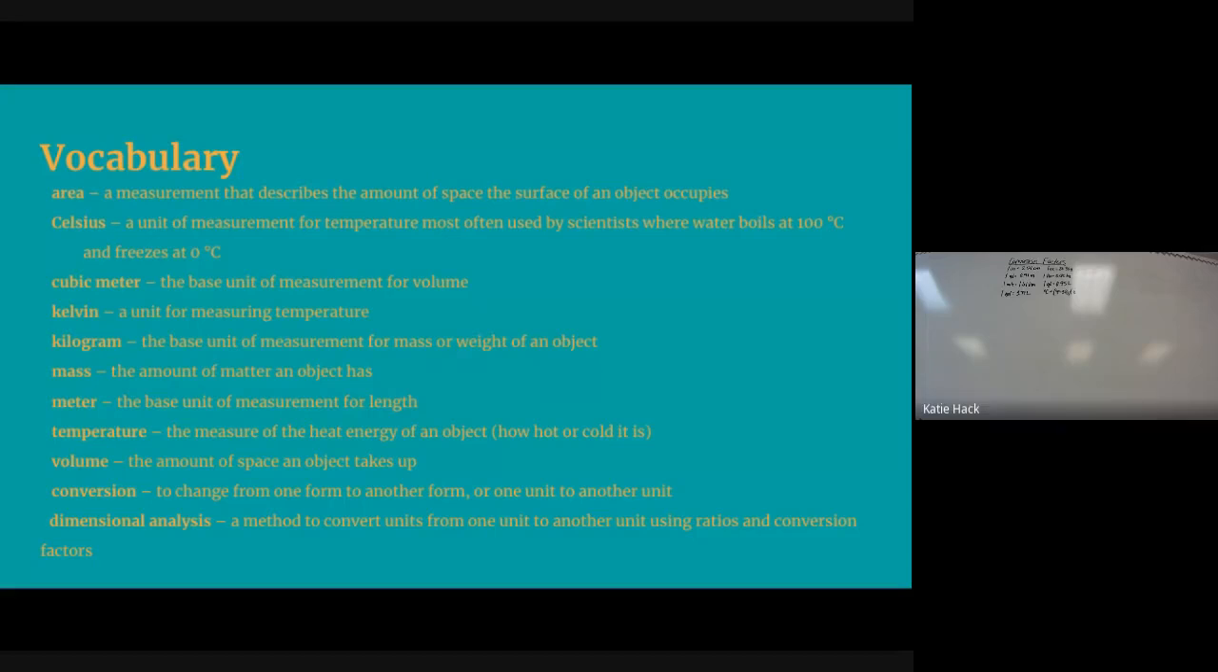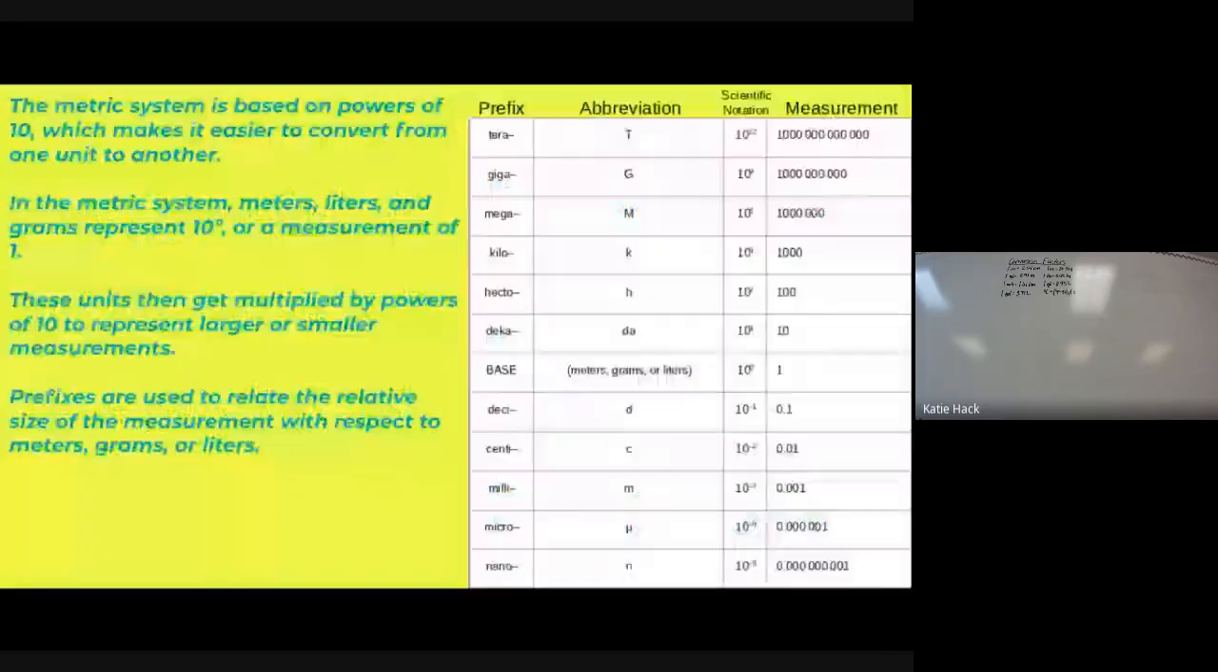Conversion is going to be to change from one form to another, and then dimensional analysis is going to be the method that we use to convert things from one unit to another. So the metric system, it's based on powers of 10. In the metric system, meters, liters, and grams represent 10 to the 0 power, or a measurement of 1. These units then get multiplied by powers of 10 to represent larger or smaller measurements.